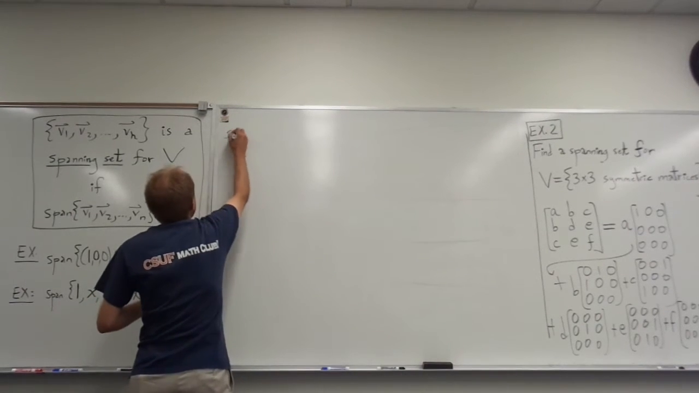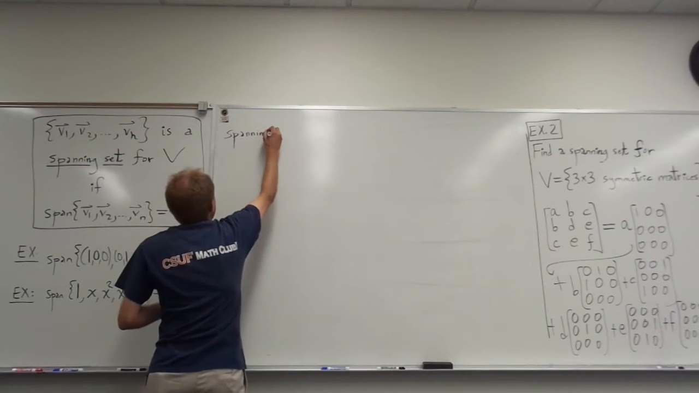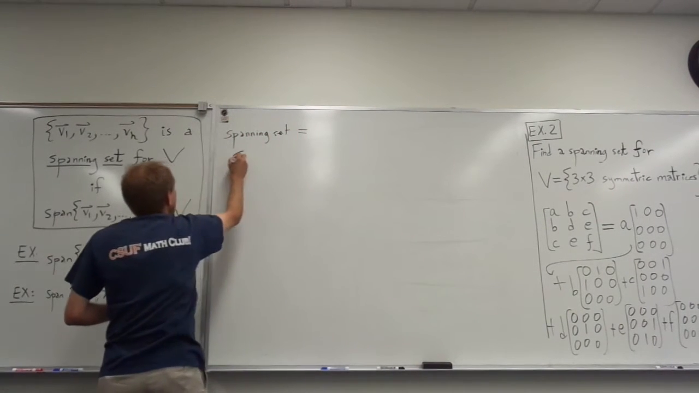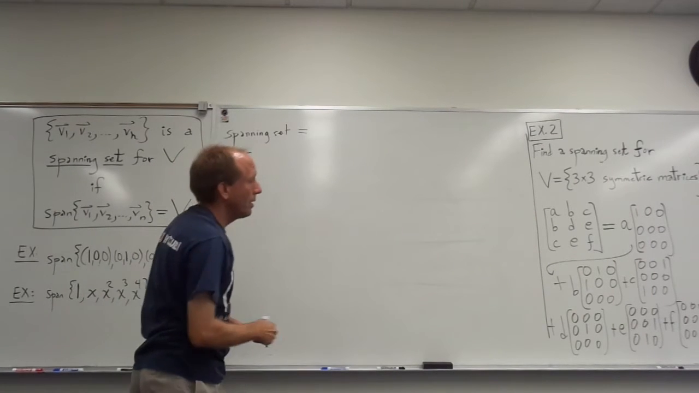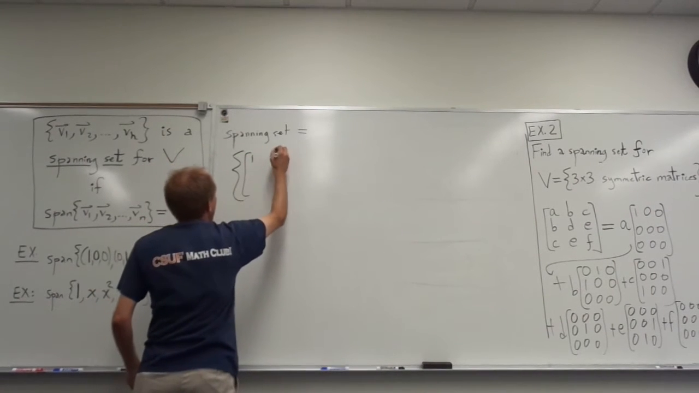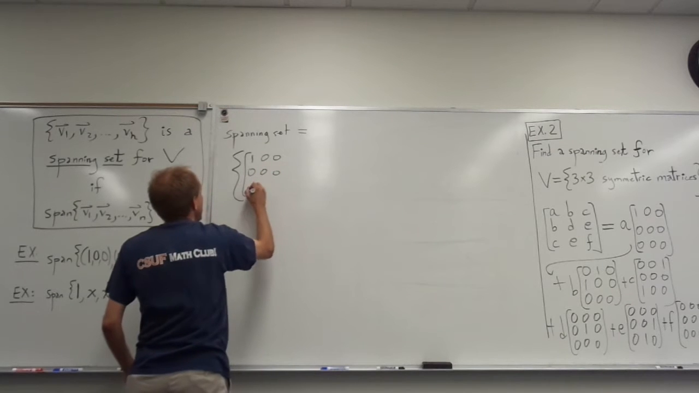So let's just write down the answer. Spanning set equals, the first one, I have to write these all down again: 1, 0, 0, 0, 0, 0, 0, 0, 0.